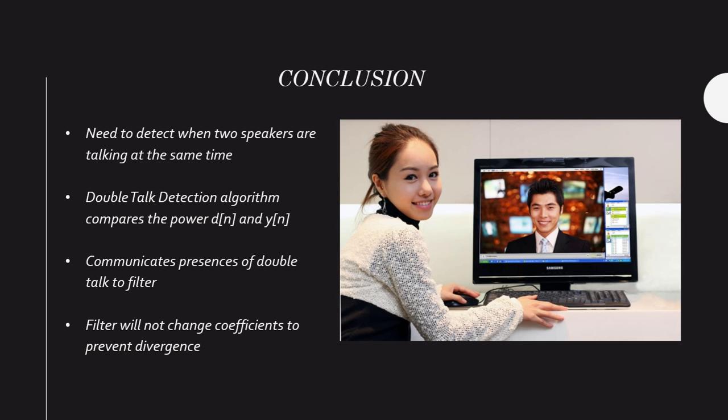So, concluding, we need to detect when two speakers are talking at the same time. This is done by comparing the powers of the far end signal and the near end signal, and using this to decide whether double talk is present or not. This will communicate the presence of double talk to the filter, and that will allow it to make a decision based on whether double talk is present or not. And if double talk is present, the filter should not change its coefficients, or else it will diverge.